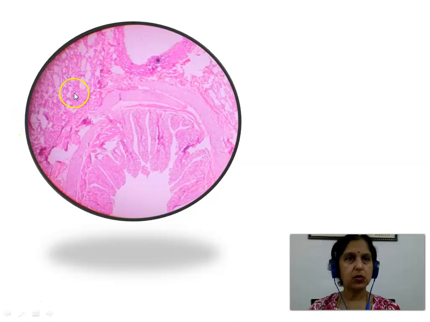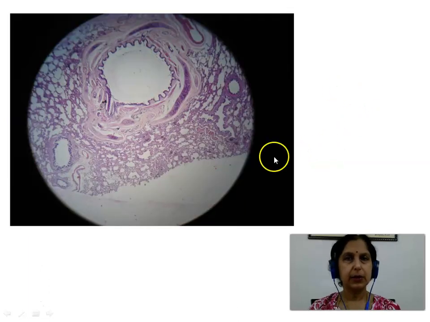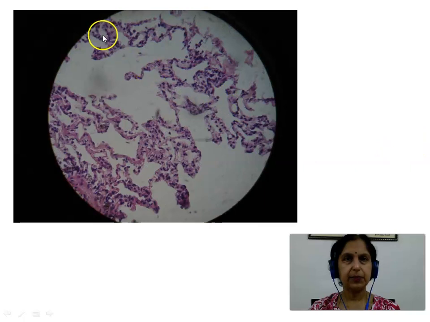Also seen here are the alveoli. Another low power view showing us a complete transverse section of a bronchus. We also see a small terminal bronchiole here, showing lining epithelium, a thick muscle layer, and a thin adventitia. A high power view showing us the alveoli, which are lined by squamous cells.